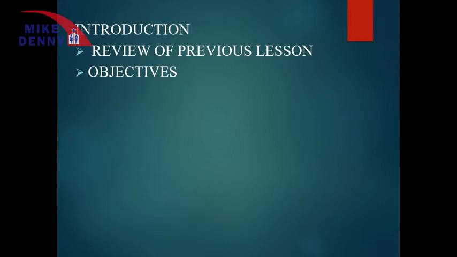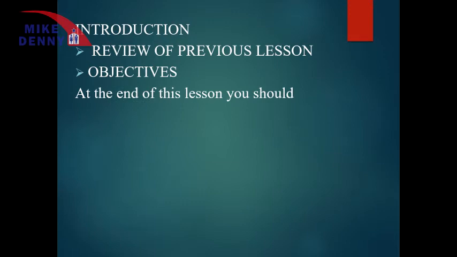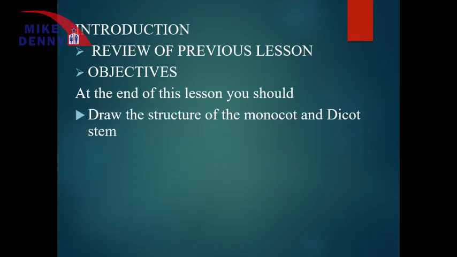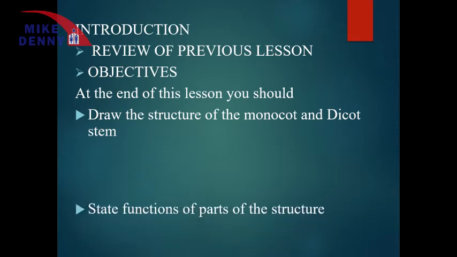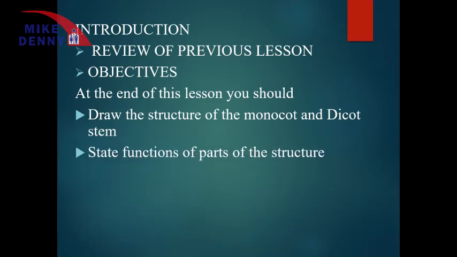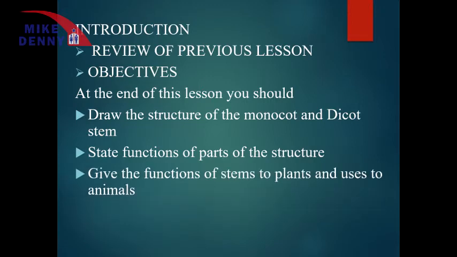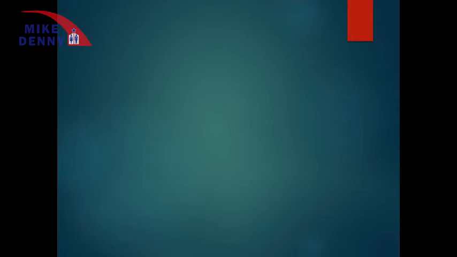Then, the objectives of our lesson for today. I expect that at the end of this lesson, you should be able to draw the structure of the monocot and the dicot stem, state the functions of parts of the structure, and give the functions of stems to plants and uses to animals.